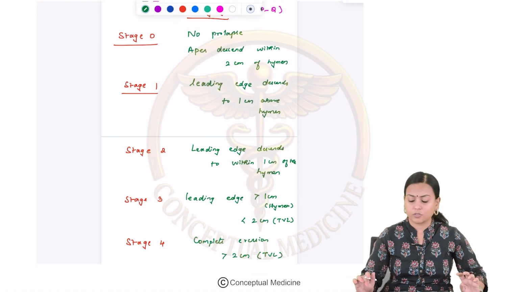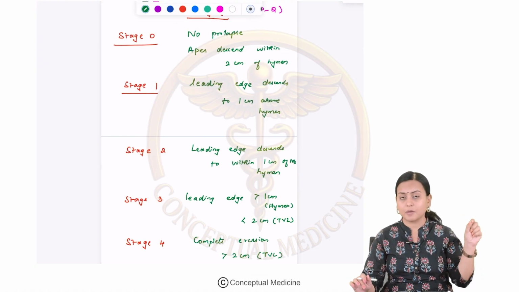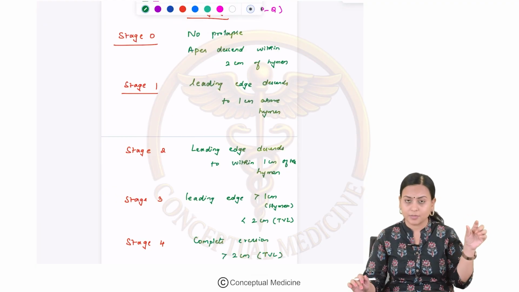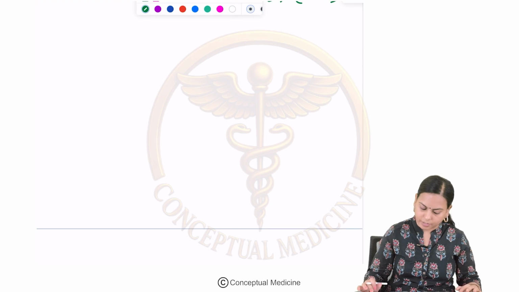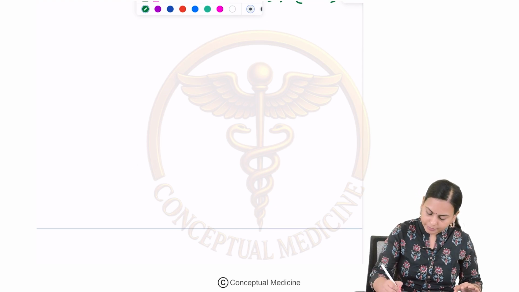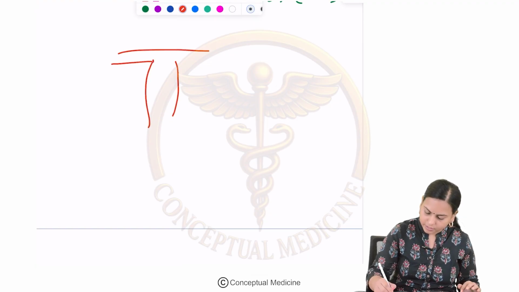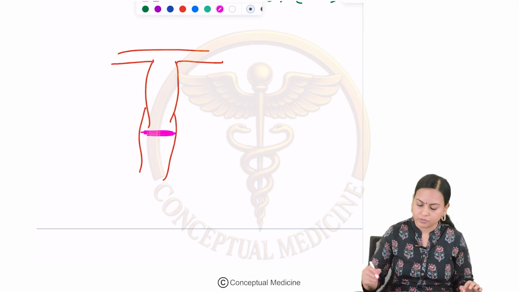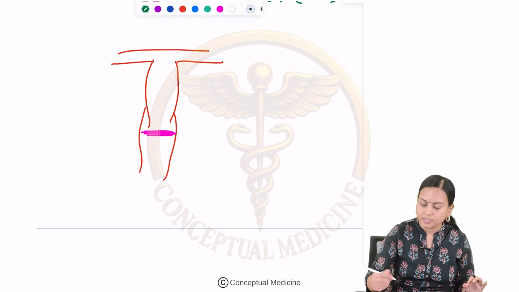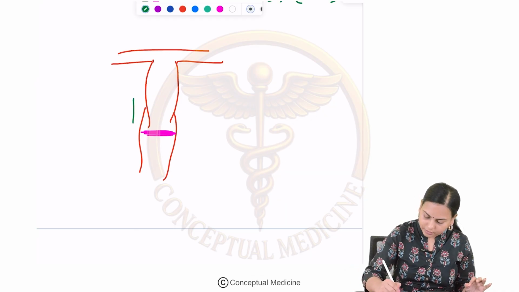In stage 0 there is no prolapse and the apex will descend, but it will be within 2 centimeter of the hymen. Okay, so let me explain this with the diagram so that you will understand it better. For example, if we take a uterus like this, then we also have the hymen. So the hymen is going to be the reference point here also. So first there is a descent, but it will be within 2 centimeter somewhere here.